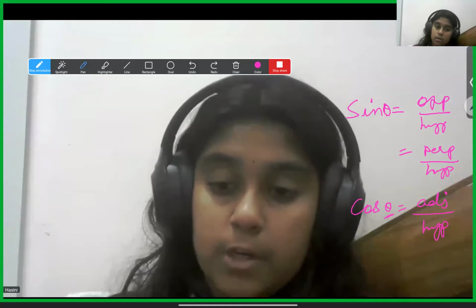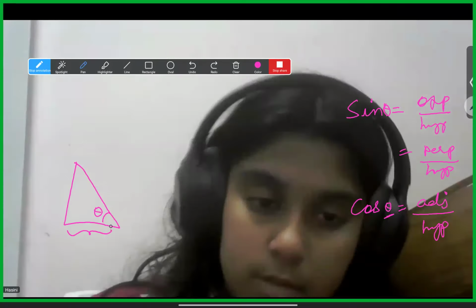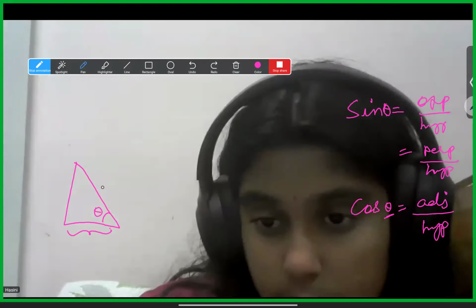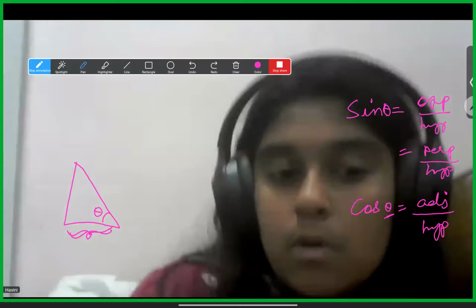Adjacent side is nothing but, for example, theta is this. Whatever side is in contact with that angle, other than the hypotenuse, will become the adjacent side for that theta.